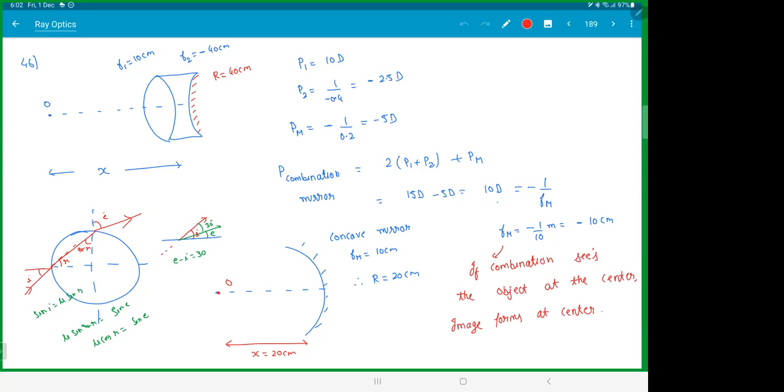So this was the last thing we did, combination of mirrors and this thing. Hope everyone has given the test. I'll be posting the results tonight or tomorrow morning, and tomorrow evening the new test will be online.